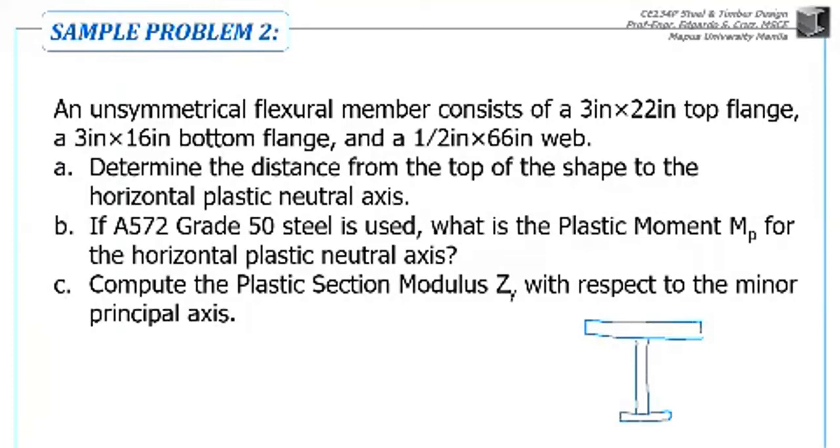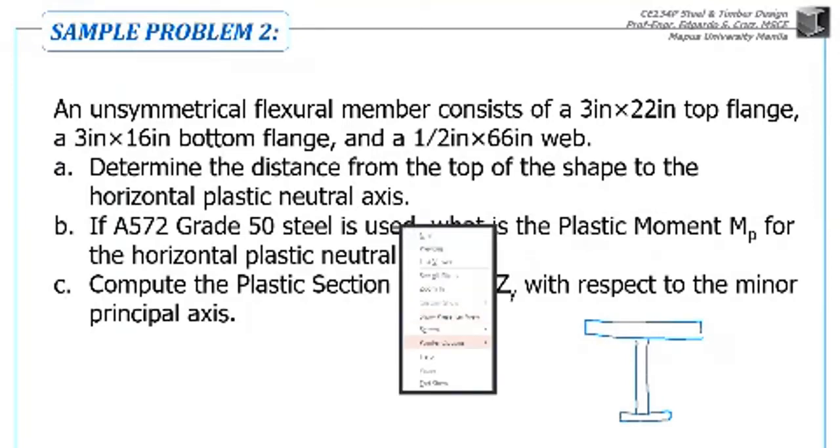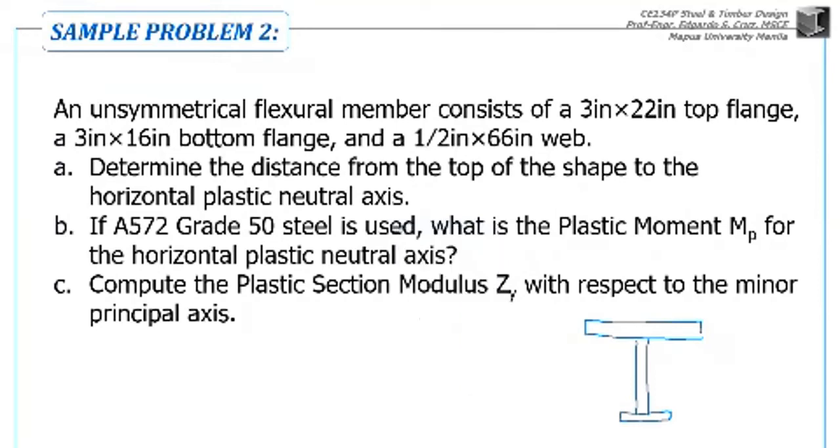Okay? So given naman yung dimension lahat ng section natin, letter A, determine the distance from the top of the flange to the horizontal plastic neutral axis. So let's say, kung yan yung cross section natin, first is we have to locate for the plastic neutral axis. So ang plastic neutral axis nito, since hindi siya symmetrical about X, it will be somewhere sa taas. Kung ito yung sinabi kong PNA, we have to locate it by measuring that distance from the top of the section. So tawagin ito as Y. So yan yung hinahanap dun sa unang letter A question. Ano daw yung value ng Y?